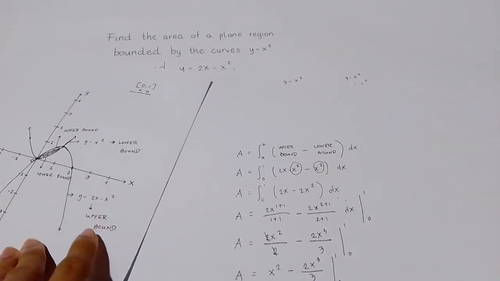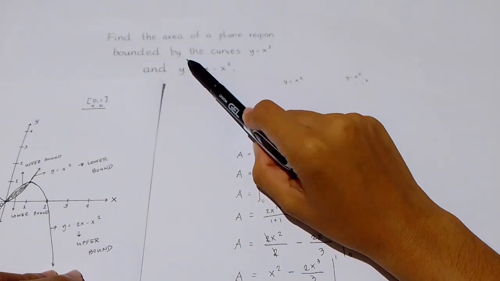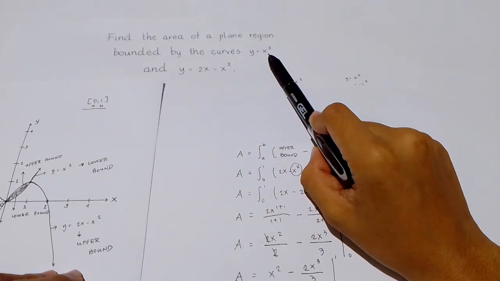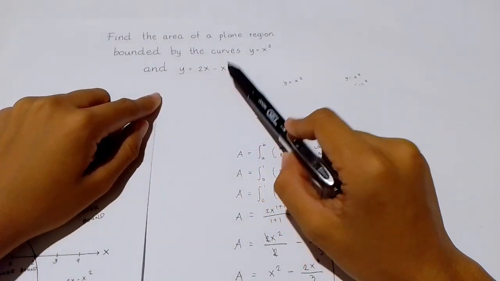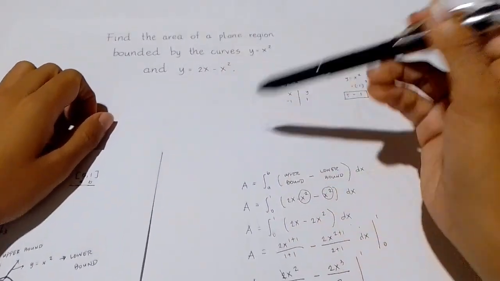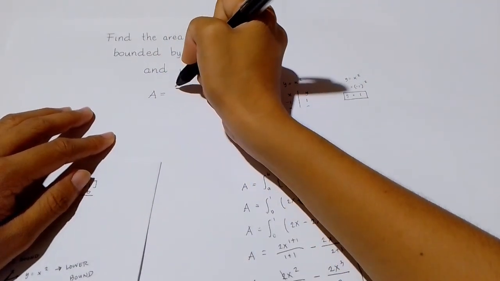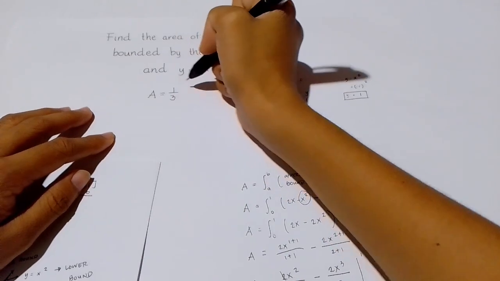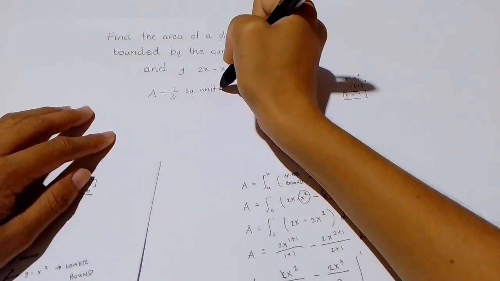So the value of the area of the plane region bounded by the curves y is equal to x squared and y is equal to 2x minus x squared is equal to 1/3 square units.